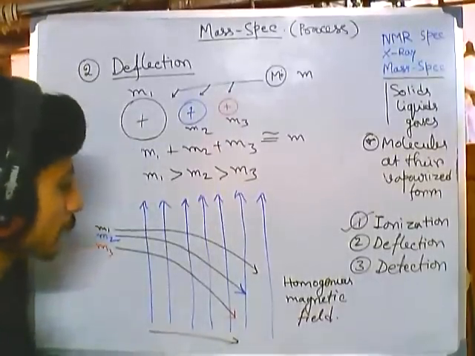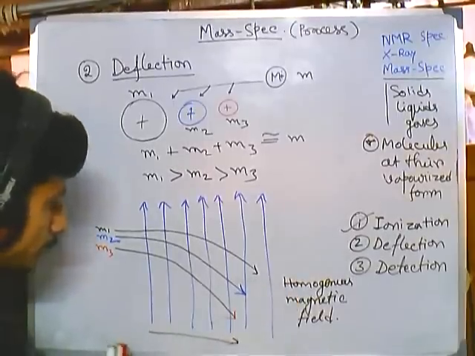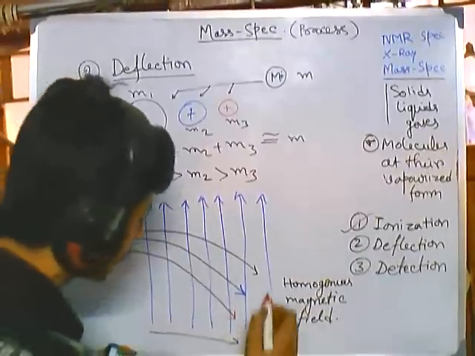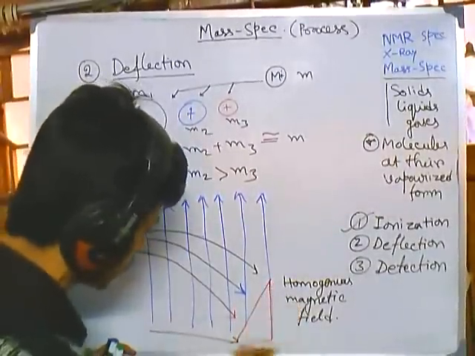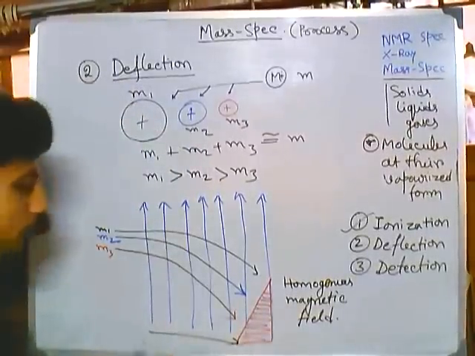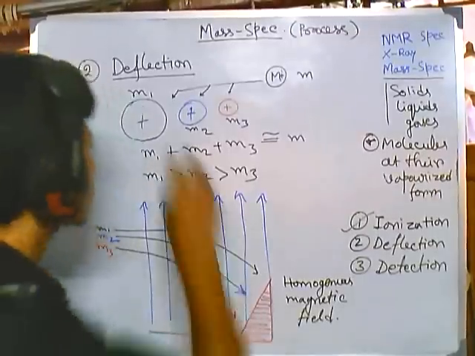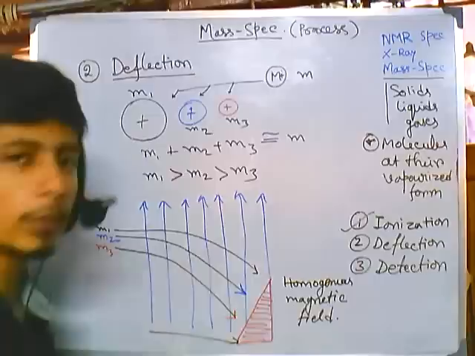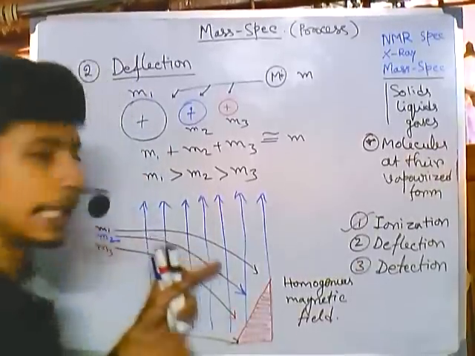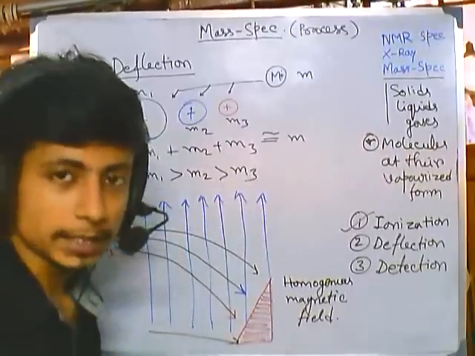So what you will get after all, to reach this detector, the detector will be present here. So let us draw the detector. Say this is our detector. Now they are going to hit the detector. As this M1, having a higher mass, is deflected less, it is going to reach the detector fast, right?